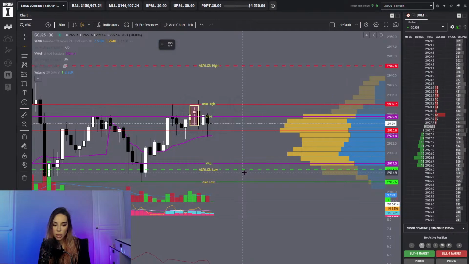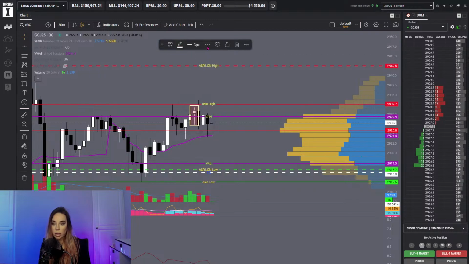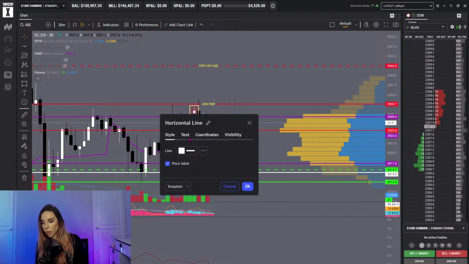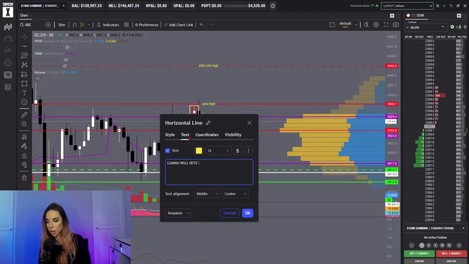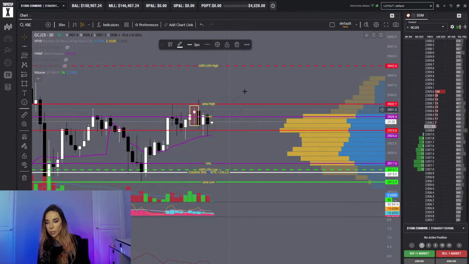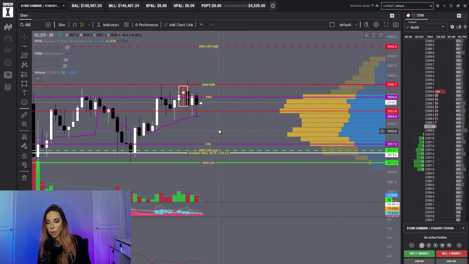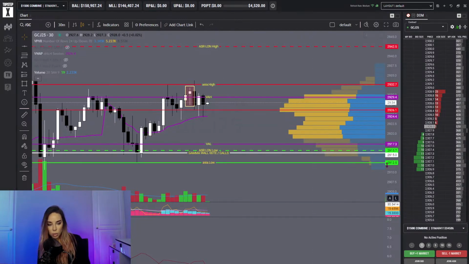Now, I like to mark these as white solid lines. So I'm going to say gamma wall, and this is 0 DTEs. We also have some pretty interesting number of calls there. So they're expecting it to go higher.